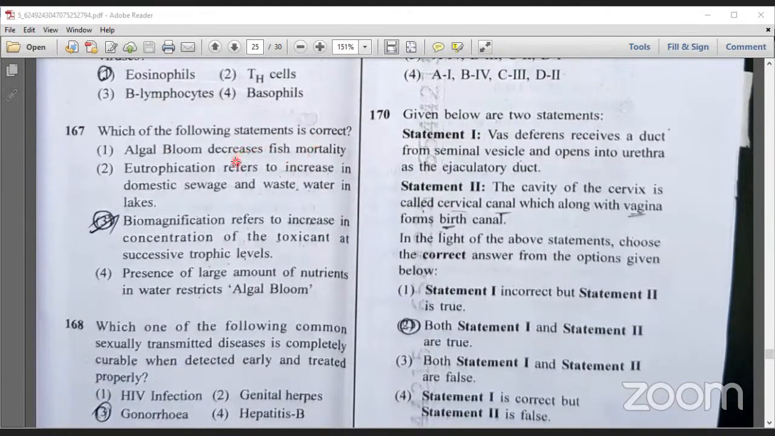167, which of the following statements is correct? We are supposed to select the correct statement. First statement: algal bloom decreases fish mortality. No, it increases fish mortality. And eutrophication refers to an increase in domestic sewage and wastewater in lakes. It is the aging of lakes in simple terms. Biomagnification refers to an increase in concentration of the toxicant at successive trophic levels. As I told you previously, in biomagnification the toxicant can't be excreted nor metabolized, so it gets increased in the next successive trophic levels.